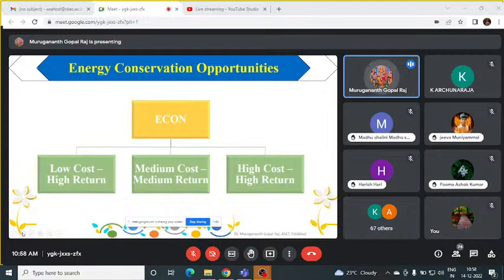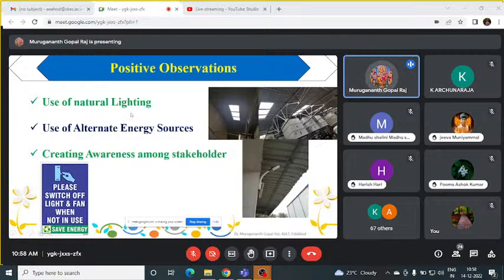So these energy conservation opportunities are categorized into three types: low cost, high return; medium cost, medium return; and high cost, high return. What is low cost? Because, in the previous slide, you can see the first point is natural lighting. Allowing natural lighting doesn't need any investment. Just opening the door, the curtains, the windows will make the natural lighting come in. So that is given more priority by anybody because there is no need of any investment. That is called low investment or no investment with high priority.